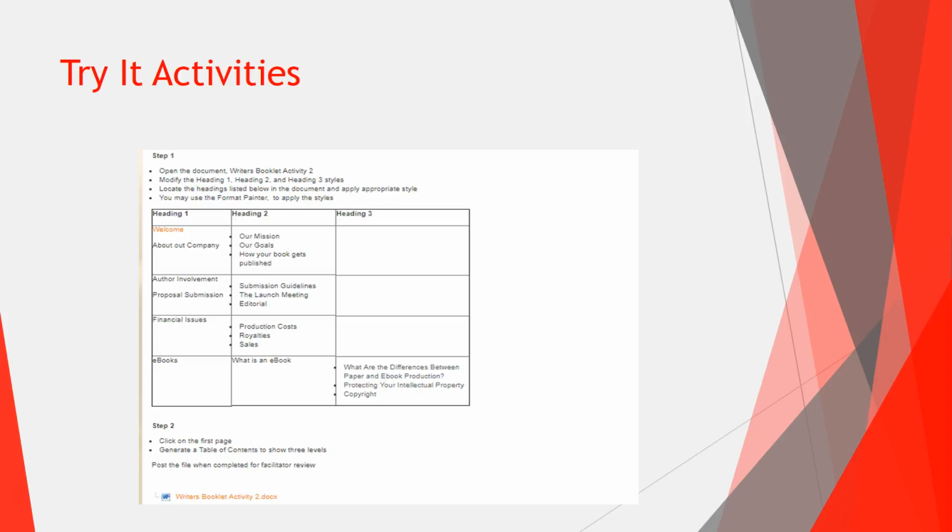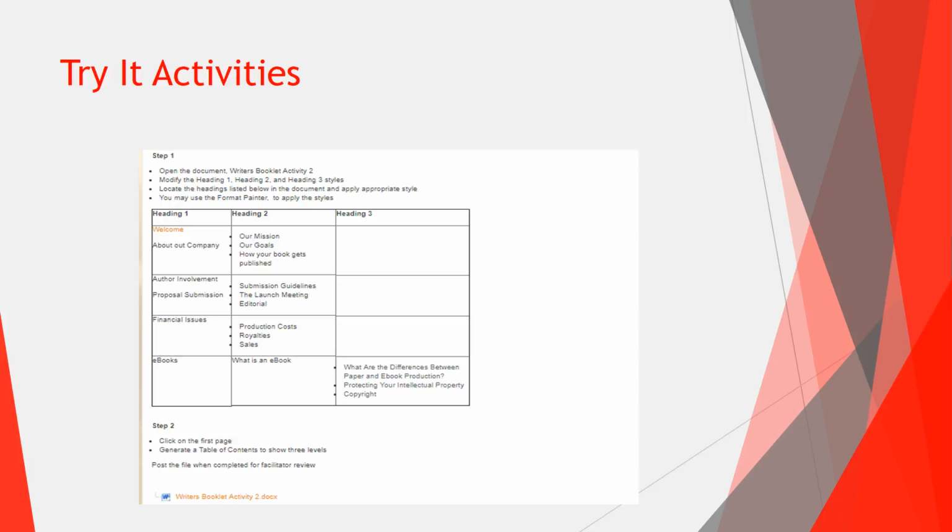Going to the triad activity, they're asked to open a document, Writer's Booklet Activity 2, and apply headings and things like that. However, this document is a replica of the document they were already using in the previous module. So it has the section breaks, the footers, and the quick part header, and they have the opportunity to build on that to almost complete the document by applying styles to certain areas.